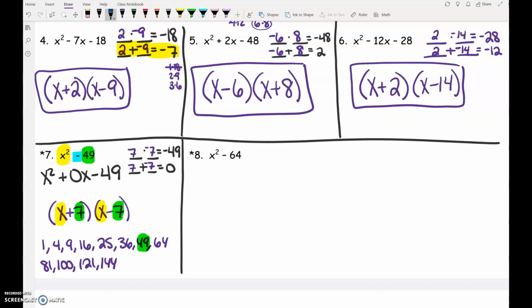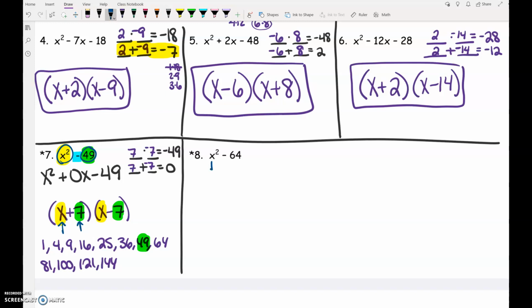The square root of x squared is x. The square root of 49 is 7. Notice the factored form is x plus 7, x minus 7. Let's use that pattern to help us with number 8.